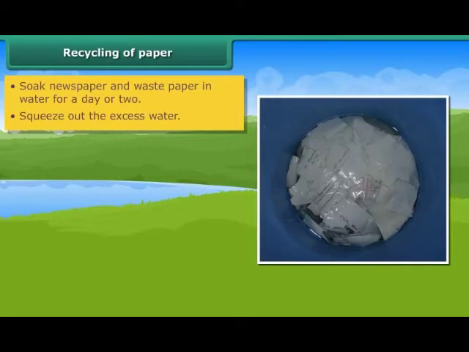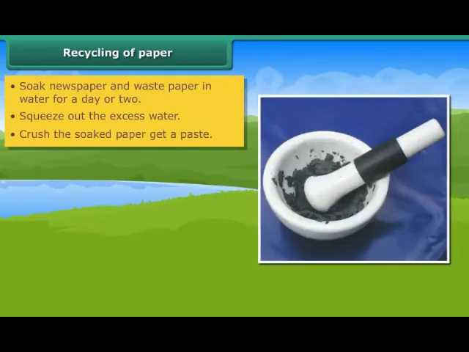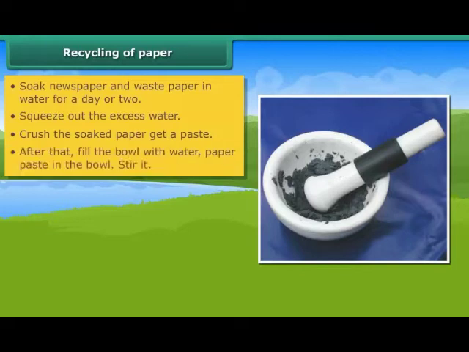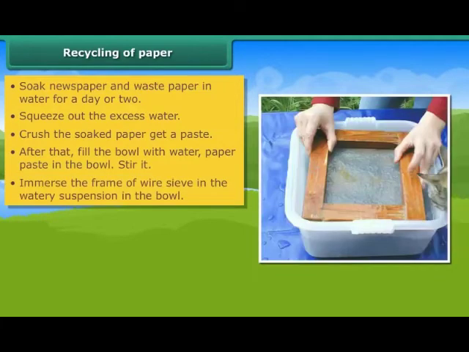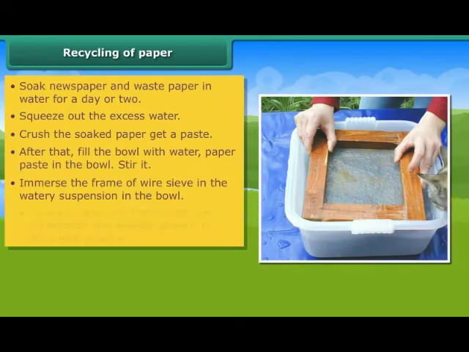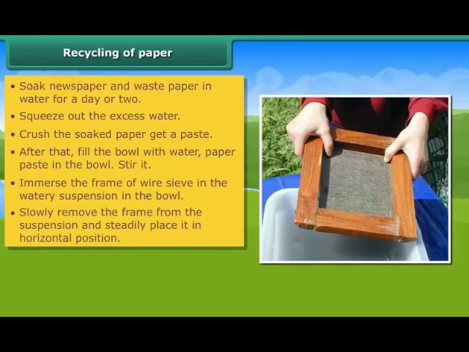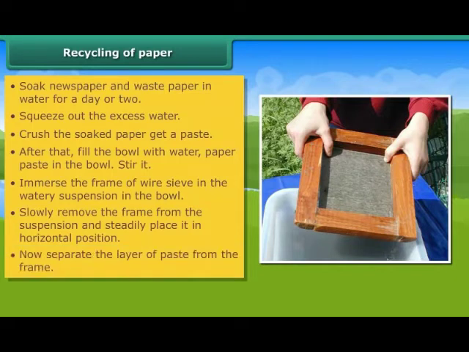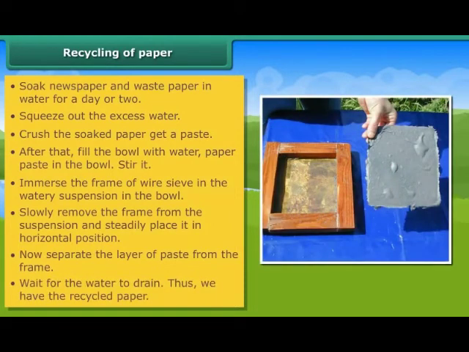Squeeze out the excess water. Crush the soaked paper to get a paste. After that, fill the bowl with water. Add the paper waste to the bowl. Stir it. Immerse the frame of wire sieve in the watery suspension in the bowl. Slowly remove the frame from the suspension and steadily place it in horizontal position. Now separate the layer of paste from the frame. Wait for the water to drain. Thus we have the recycled paper.